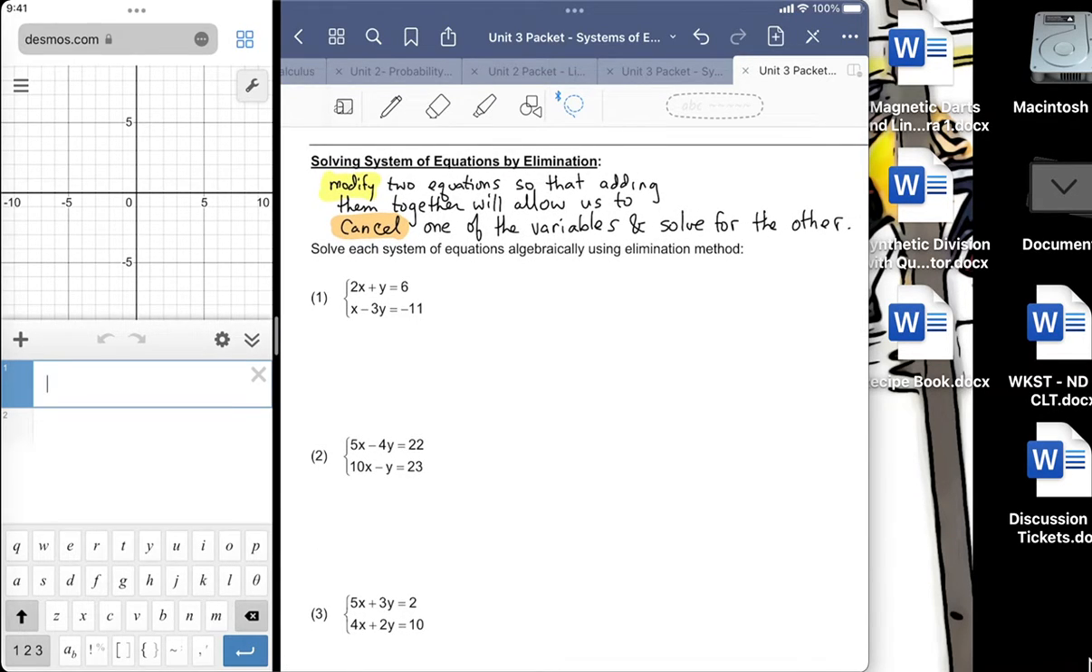Looking at the first example, the idea, again, the goal is to cancel one of the variables. So what I want to be able to do is look at my two variables. I've got x's and I've got y's. I want to be able to cancel one of them. One of those variables has to go. The idea is that I need to be able to cancel them when I add the two equations together. So the operation that we're going to use here is addition. We're going to add the two equations.